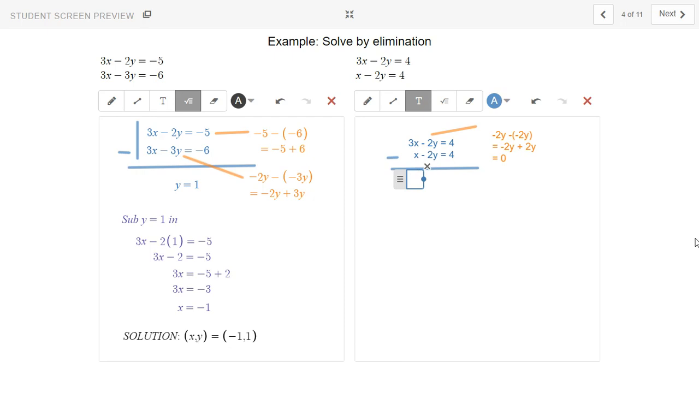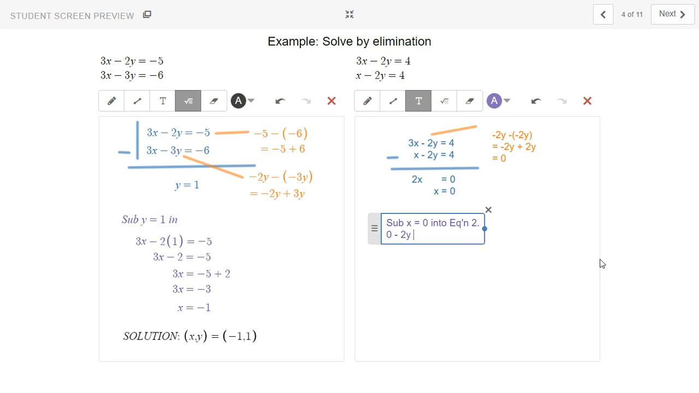3x minus x is 2x, and that equals 0. When I simplify, x is equal to 0 altogether. Let's substitute this into one of the original equations. Sub x is equal to 0, and I'm going to put it into equation 2 because it looks somewhat easier.